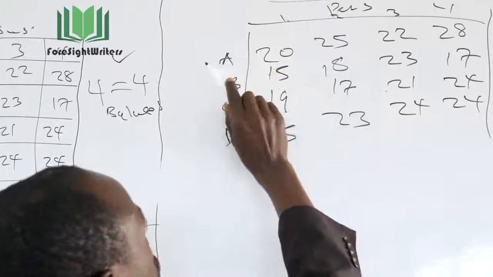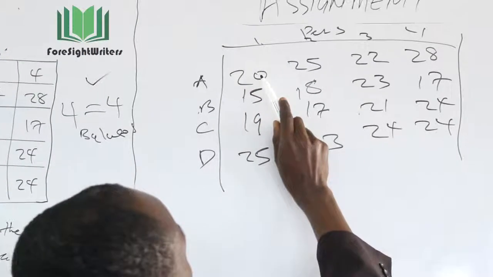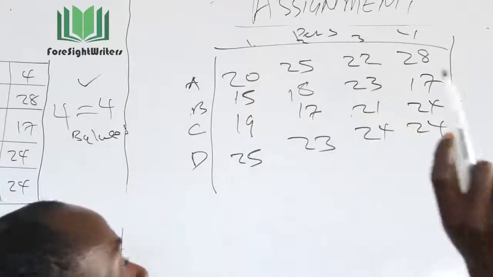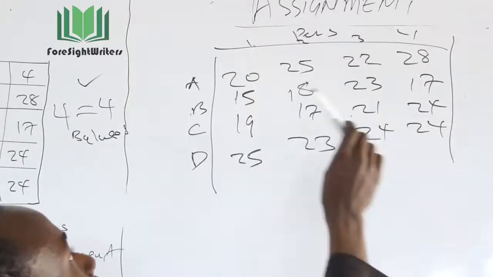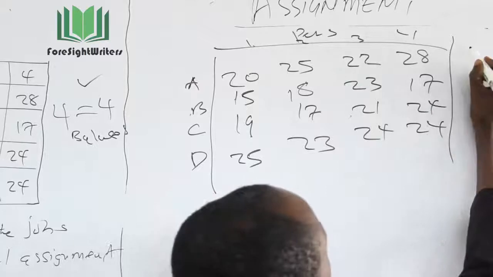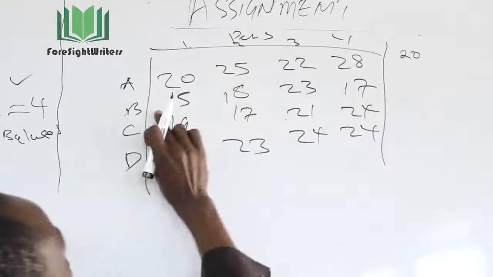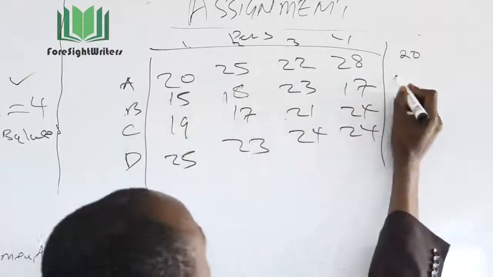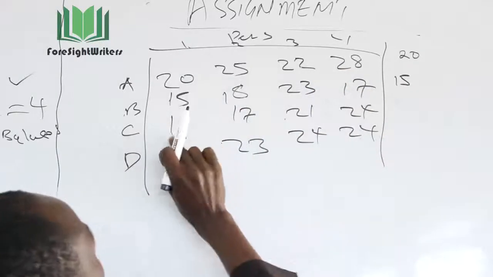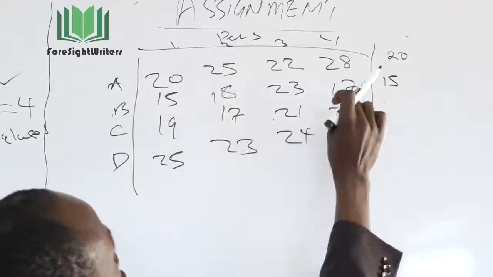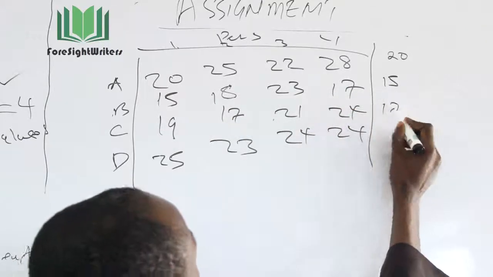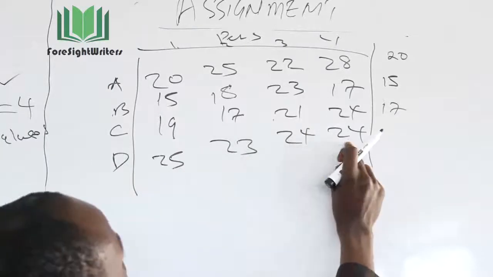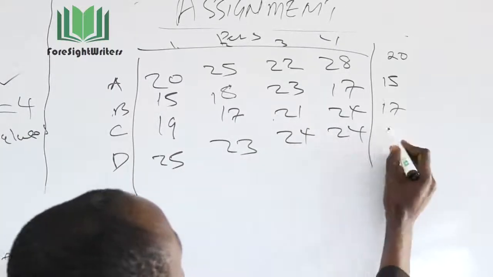So now the first row is the unit element 20, 25, 22, 28. Which one is going to be the least? The least is 20. The second row, 15, 18, 23, 17. Our least here is 15. This is 19, 17, 21, 24. The least value there is 17. Here is 25, 23, 24, 24. The least here is 23.